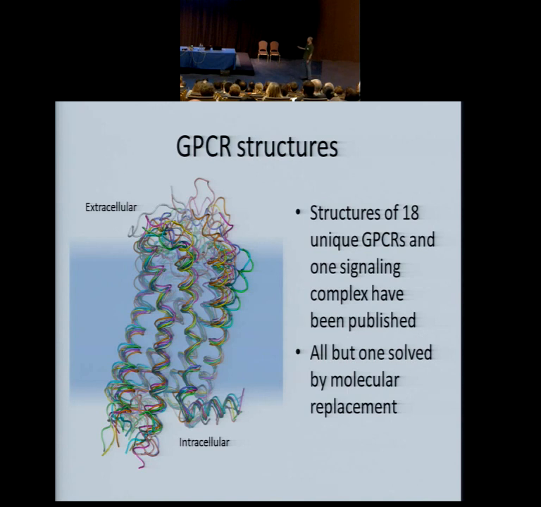It's also worth noting that all of these structures, with one exception, have been solved by molecular replacement. The single exception is bovine rhodopsin, which was the first GPCR structure to be solved. And because of its high structural similarity to other subsequent GPCRs, it's been possible to use that as a molecular replacement model and then subsequently use other structures derived from it.